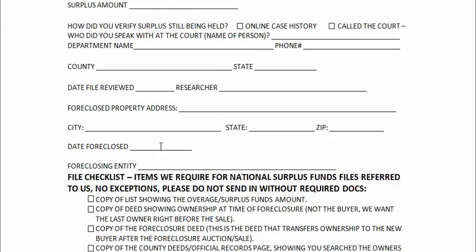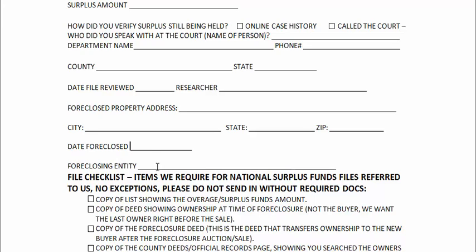Now, usually you're going to see the date that the auction was held. If for some reason you're not seeing a date the auction was held, it should show it to you. You'll be able to see the deed that was actually transferring ownership at the auction, and that date, you can use that as well. All right? Foreclosing entity.